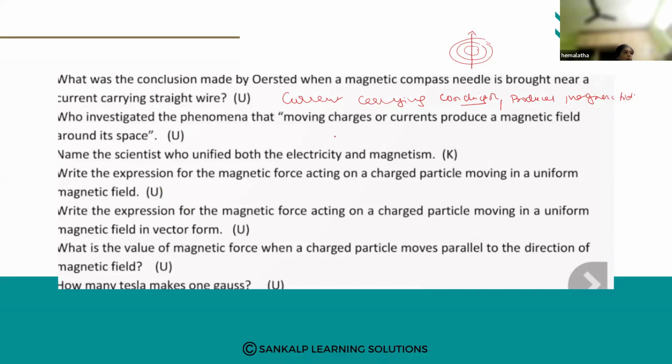Who investigated the phenomenon that moving charges or currents produce a magnetic field around their space? He investigated the phenomenon. Moving charges, so what does moving charges mean? Moving charges means nothing but the current.